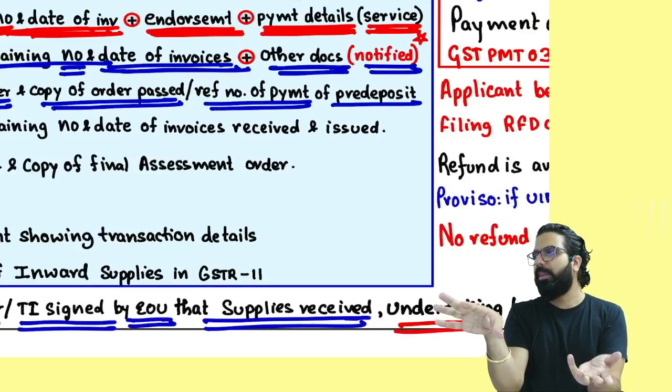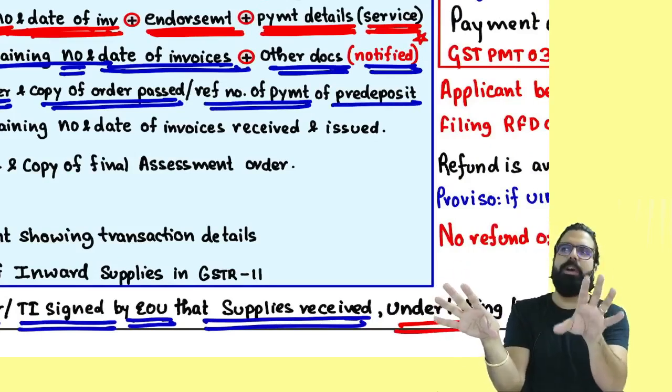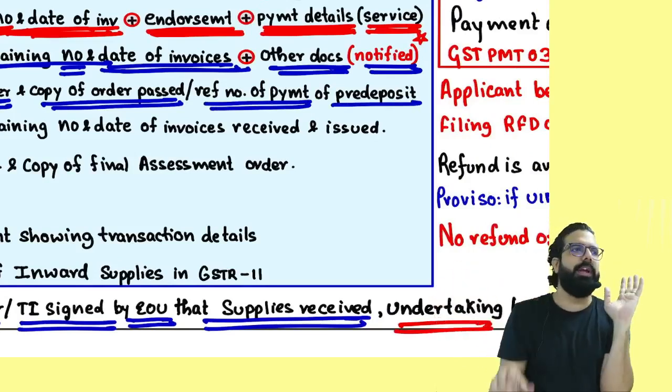Copy of the order, plus the reference number, plus, sir, I had gone ahead and paid the pre-deposit. That proof you have to go ahead and give.